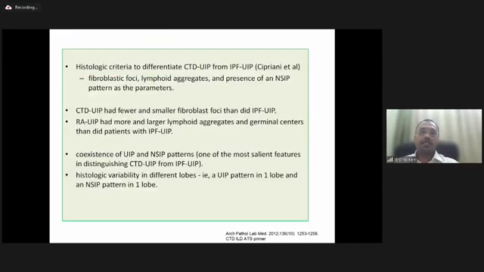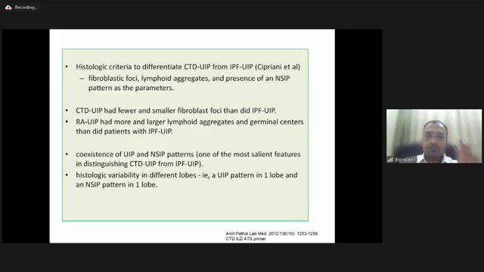There are some histological criteria to differentiate a connective tissue disease UIP from an IPF UIP by looking at the fibroblastic foci, the lymphoid aggregates, and the presence of an NSIP as parameters. So if a patient has fewer fibroblasts and smaller fibroblastic foci in the histopathology, it more favors the CTD UIP. Similarly, RA UIP has much larger lymphoid aggregates with germinal centers as opposed to that of an IPF.